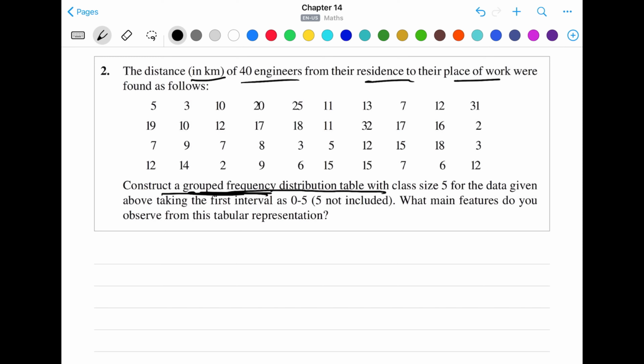That means we will include the intervals now, and also the tally marks. It also says with class size 5 and the data given, taking the first interval as 0 to 5, and 5 not included. That means it's again saying 5 will be included in the next one. So we have to represent this data using a grouped frequency distribution table. Then you have to answer what main feature do you observe from this tabular representation. So let's try its answer number 2.